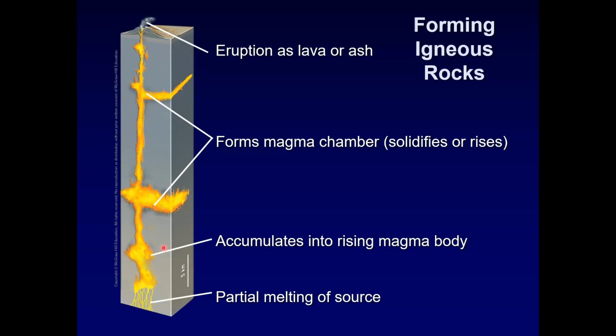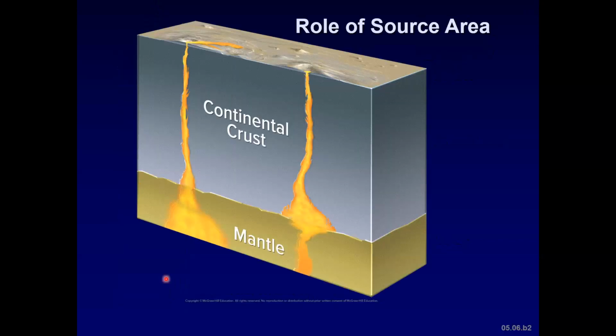Now, melting might have occurred at, say, 40 to 150 kilometers below the Earth's surface, and that magma rises because it's less dense than the surrounding rock. It keeps going up. This is the source area where this material comes from.